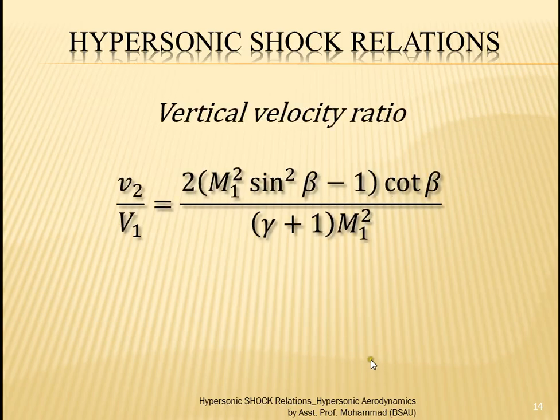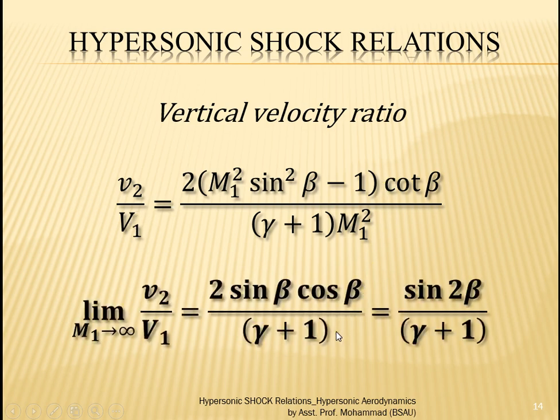A similar treatment we do for the vertical velocity ratio also. This is the exact relation for V2 by capital V2. This capital V2, we know, is actually the upstream velocity, and this is the resolved velocity perpendicular to V1. Now apply the hypersonic Mach number limitation, that limit M1 tends to infinity. Then this value is much more than 1, so 1 goes off. So what we have now is M1² sin²β. Now this M1² cancels with the other M1², so they cancel each other.